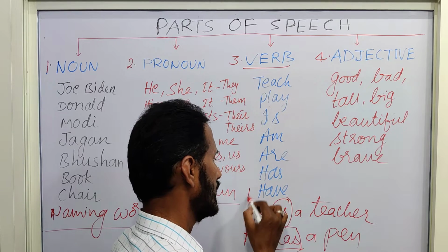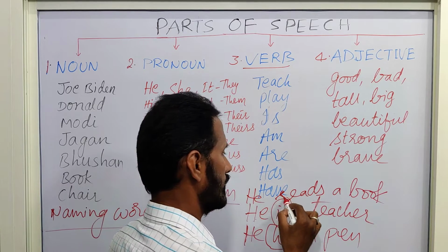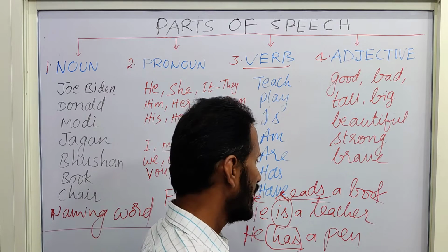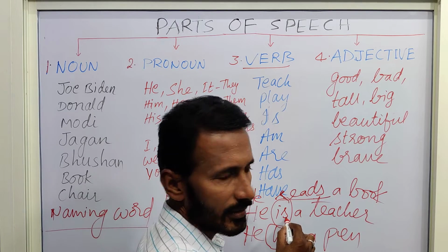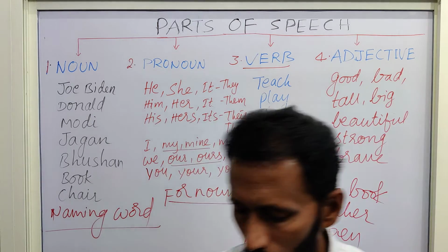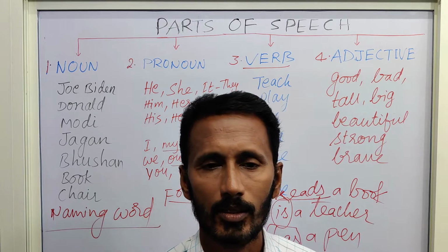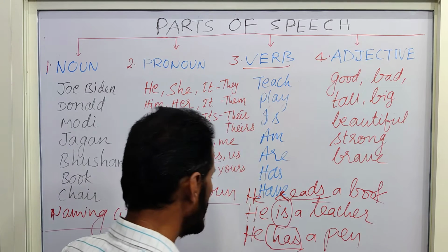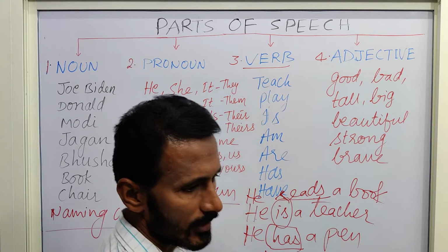So here what I would like to say is that he reads a book. This is a verb form. Is also a verb form. Here reads tells that it is an action word. Is tells that a state. Next has tells that possession. So any word that tells about action, state or possession is called a verb form. So we can simply say as action word, but please bear in mind the other things also.